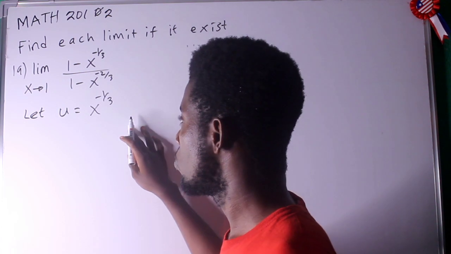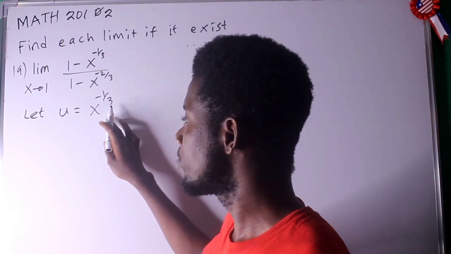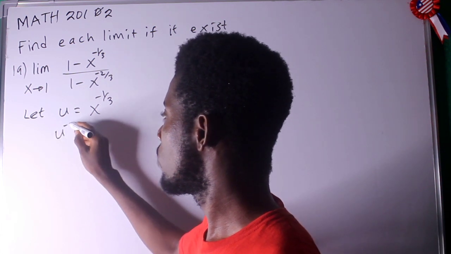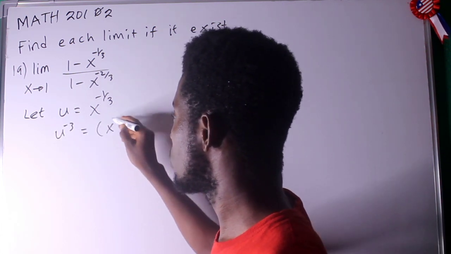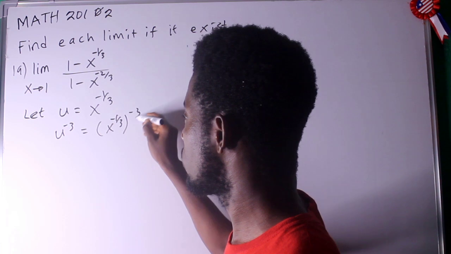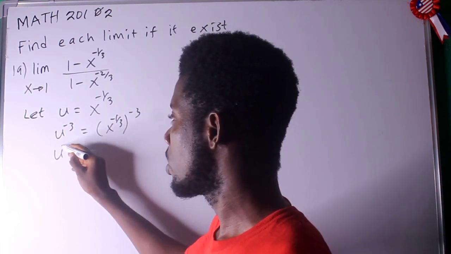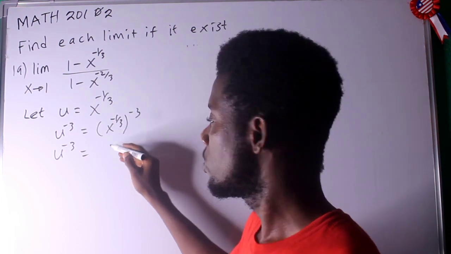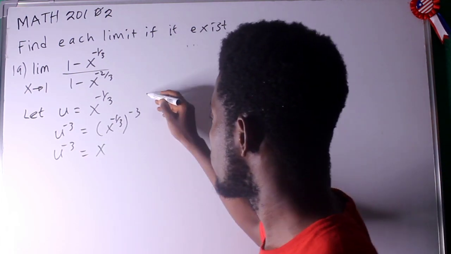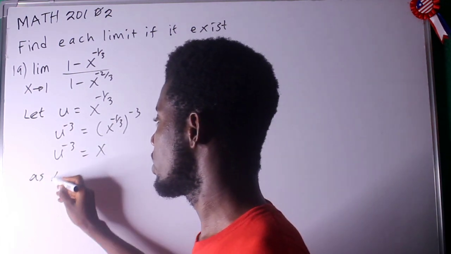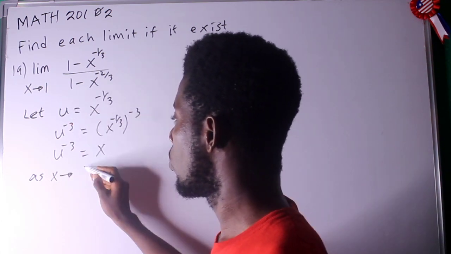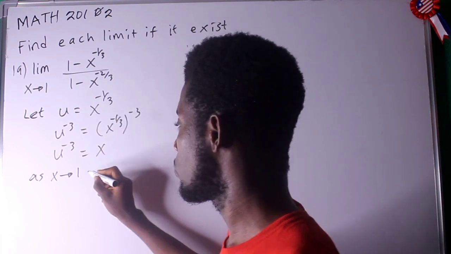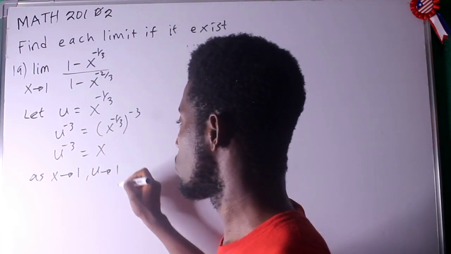If there is a u, we can solve for x by raising both sides to the power of negative 3. So u raised to the power of negative 3 is equal to x to the power of negative 1 over 3, raised to the power of negative 3. These are going to cancel out, and we're going to have x. Now, as x approaches 1, you have 1 to the power of negative 1 over 3, that's just 1. So u will also be approaching 1.